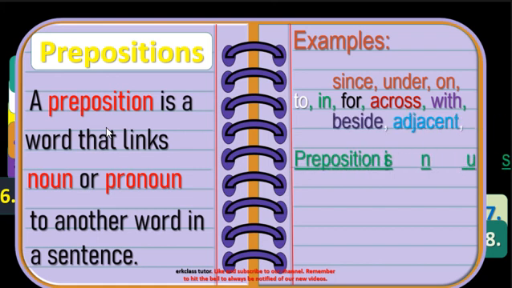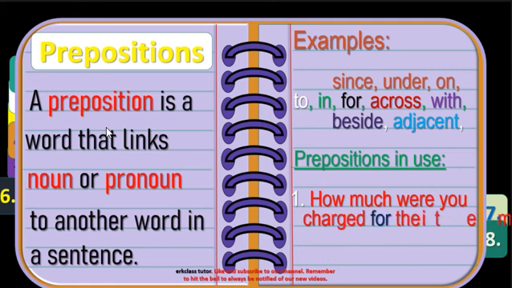adjacent, and many others. Now, let's have some sentences to show prepositions. My sentence number 1. How much were you charged for the items? For is our preposition in this sentence. Sentence number 2. Place it on the table. On is our preposition in this sentence.